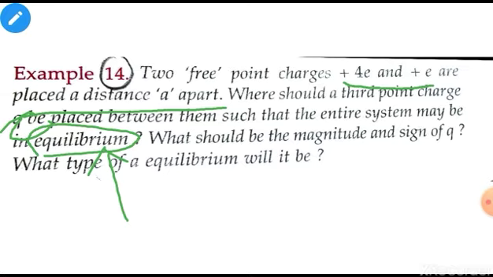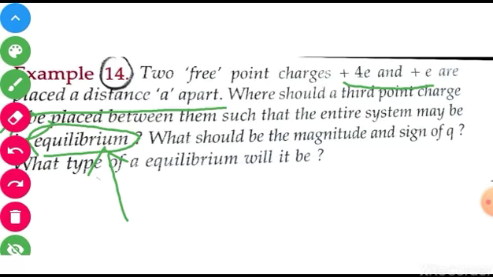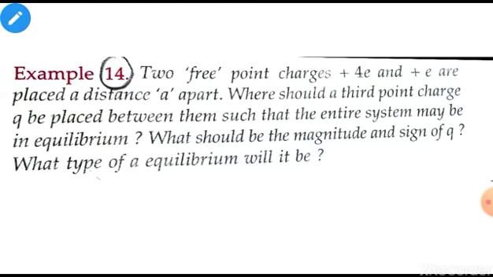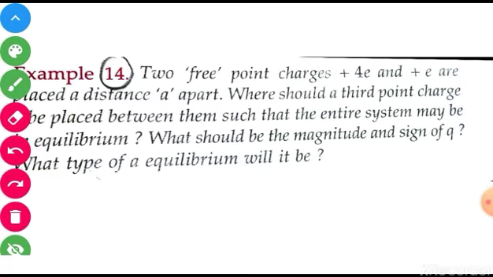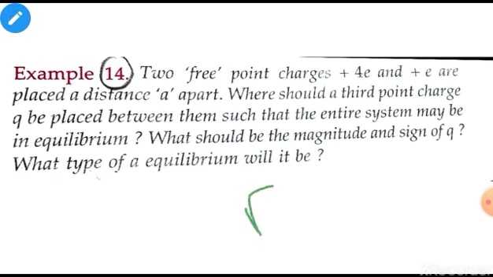Now, before going and solving this question, let me recap a few concepts on equilibrium. First of all, a system is in equilibrium if F net on all the particles of that system is 0. That means if all the particles are in equilibrium, then only the whole system will be in equilibrium.